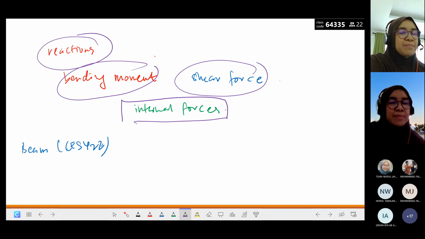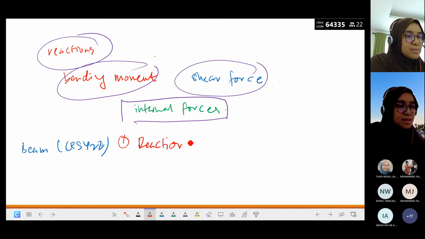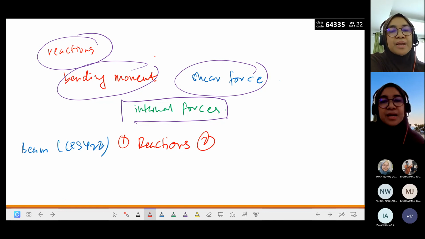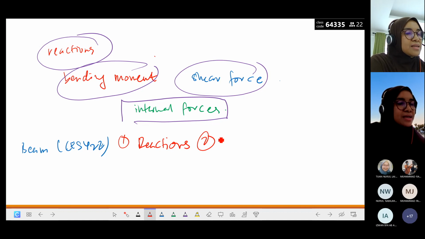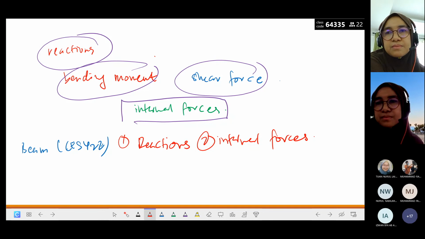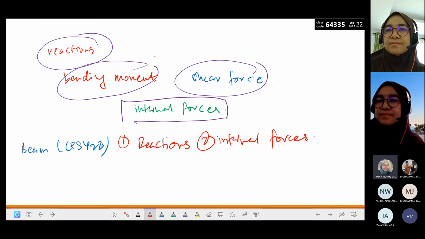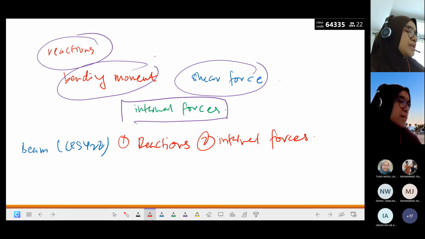So under beam analysis in solid mechanics, you have actually learned, one, how to calculate reaction, and two, how to analyze internal forces. Isn't it? Okay, so continue beam.